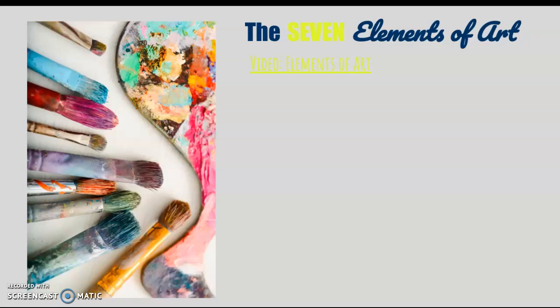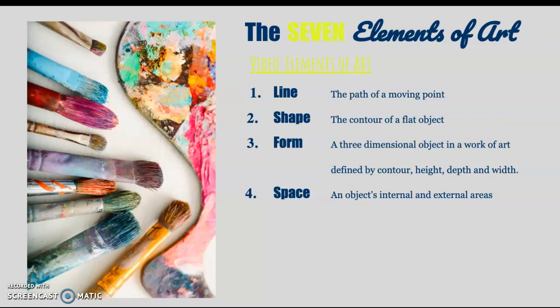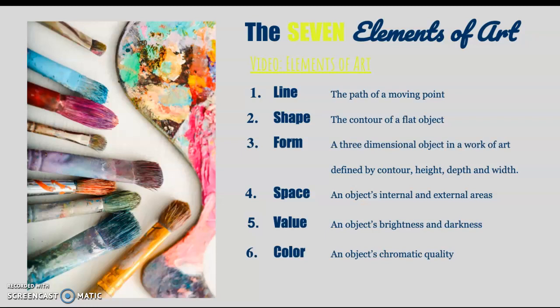The 7 elements of art are line, the path of a moving point; shape, the contour of a flat object; form, a three-dimensional object in a work of art defined by contour, height, depth, and width; space, an object's internal and external areas; value, an object's brightness and darkness; color, an object's chromatic quality; and texture, the tactile quality of a surface.